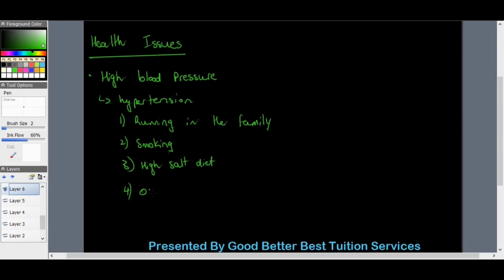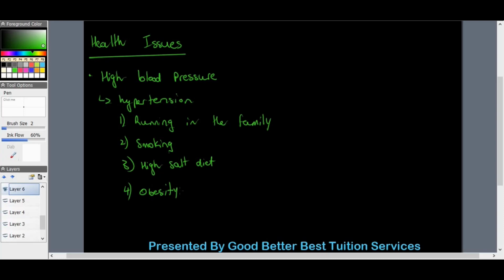Stress and also obesity. If you have extra fat, it means that there are extra blood vessels, so the heart must beat harder to get the blood around to your vital organs. And we'll just do four.